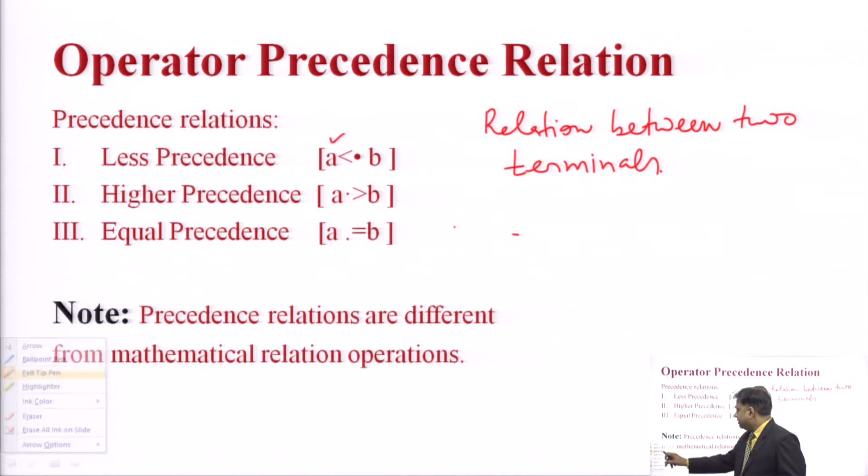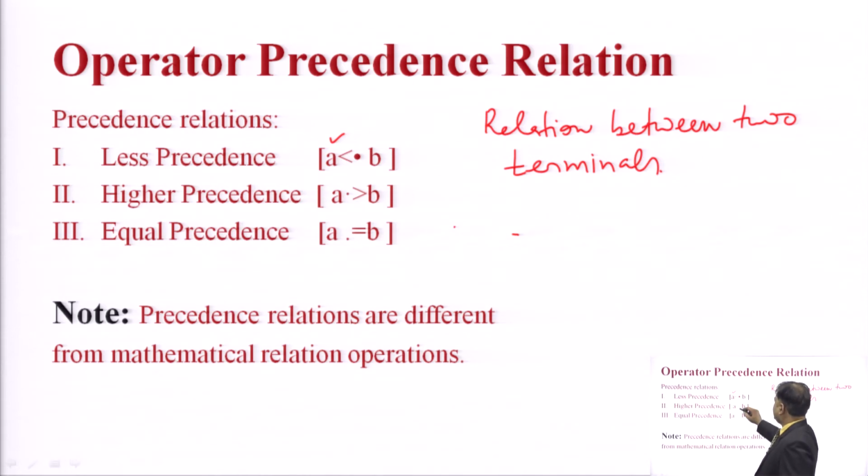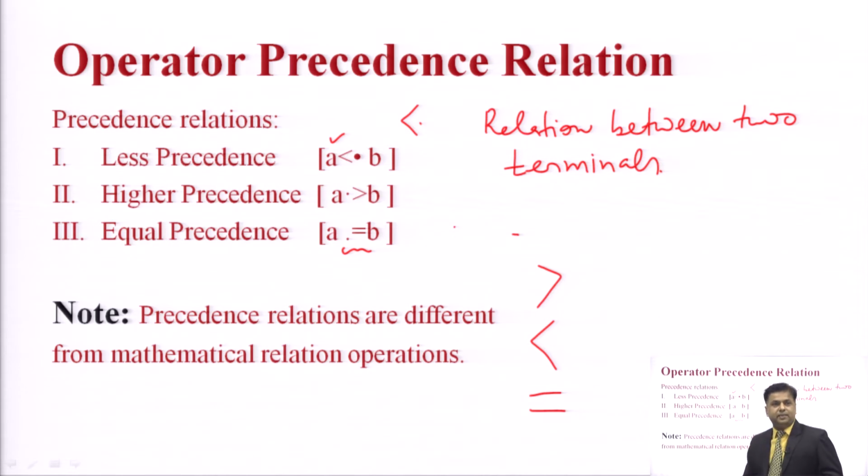There may be the relation less precedence, which is denoted by less than followed by a dot sign. It is important to note that this dot sign is important. So, A is having less precedence than B. Second, higher precedence, that A is having higher precedence over B, and third is the equal precedence, that A is having equal precedence with B. These precedence relations are different from the mathematical operations, as we have the greater than, less than and equal operations in mathematics.